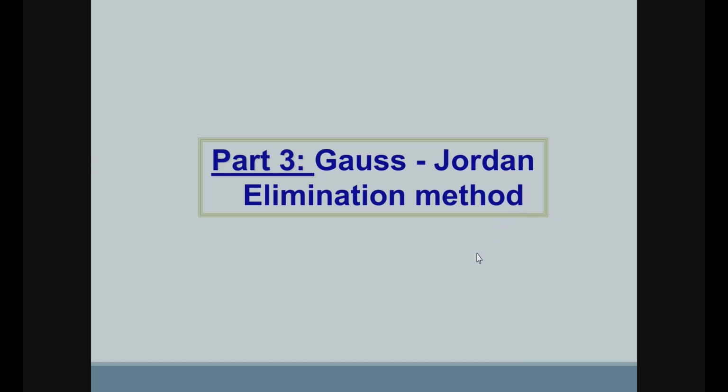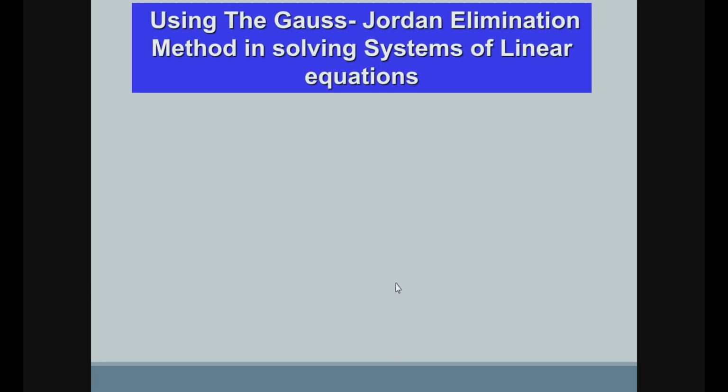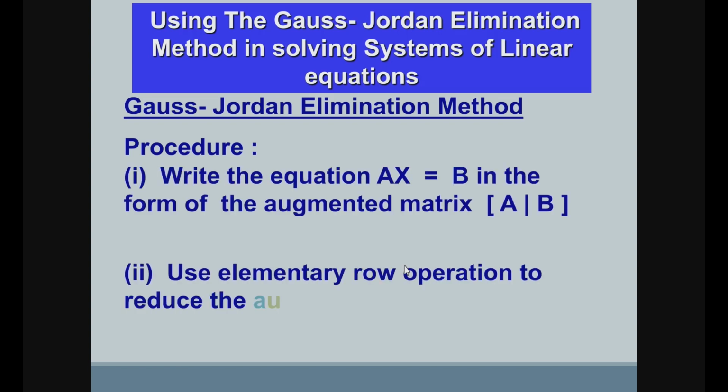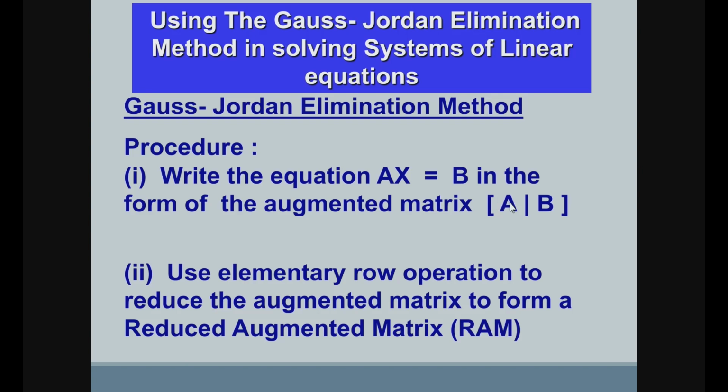So we continue to the Gauss-Jordan elimination method. By using the Gauss-Jordan elimination method in solving systems of linear equations, the procedure: write the equation of Ax equal to B in the form of the augmented matrix A and B. Use elementary row operations to reduce the augmented matrix to form a reduced augmented matrix, RAM.